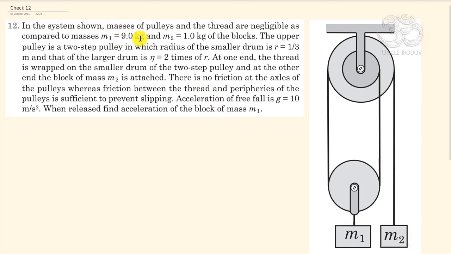They have given us the values of m1, m2, and they have also given us the values of the two diameters at the top and the relation between them. One of the radii at the top is 1/3 meters, and the other one is 2 times of that, so 2/3 meters. With the help of that, we can also figure out the diameter of the lower one. That is also fine. They have given us that the friction here is sufficient so that the strings or the threads are not going to slip over the pulleys. Now that means the pulleys are going to rotate.